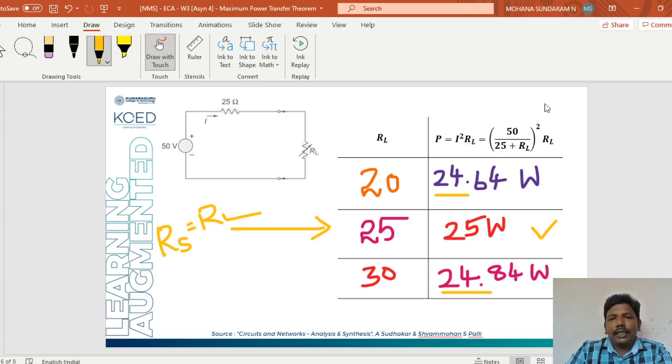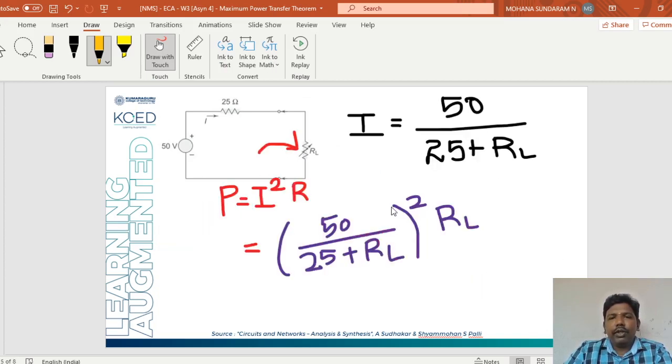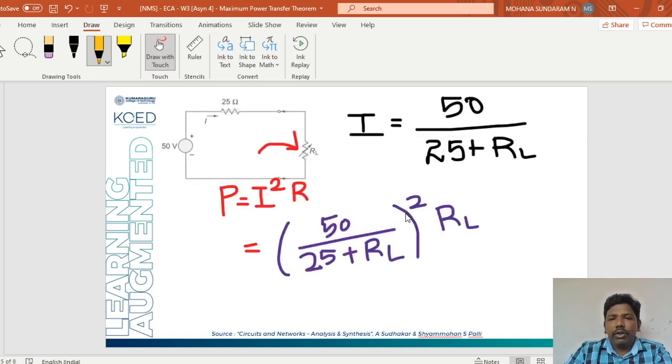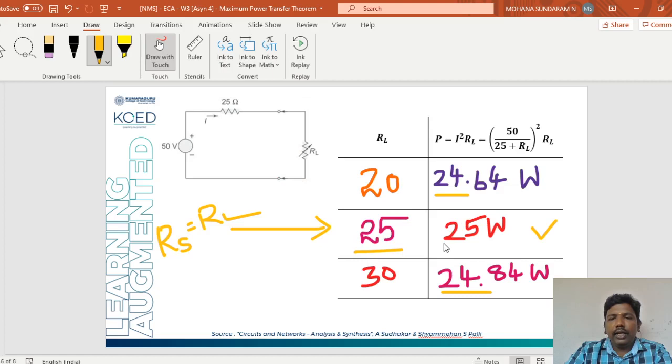This is for your understanding purpose, but related to this question, they have not asked you to verify anything. They have asked you to find the RL value and the maximum power. We already found it. The RL value is 25. The maximum power transferred is 25 watts.